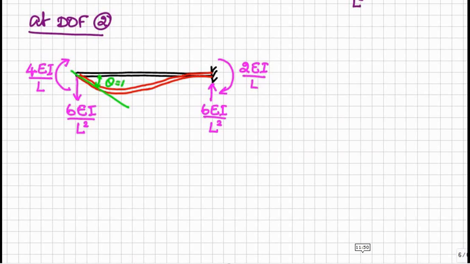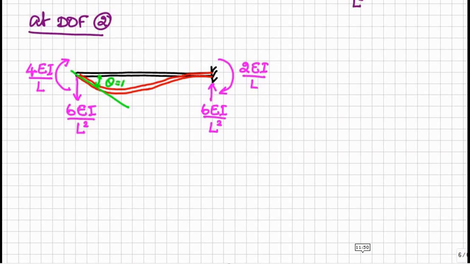Because of the unit rotation, we have to apply 4EI/L, that is 4EIθ/L, but θ is equal to 1, therefore 4EI/L moment we have to apply to make unit rotation. So due to this application of moment 4EI/L, half of the moment will be carried over to the other end because of the fixed end. The other end is a fixed end, therefore 2EI/L moment is there.